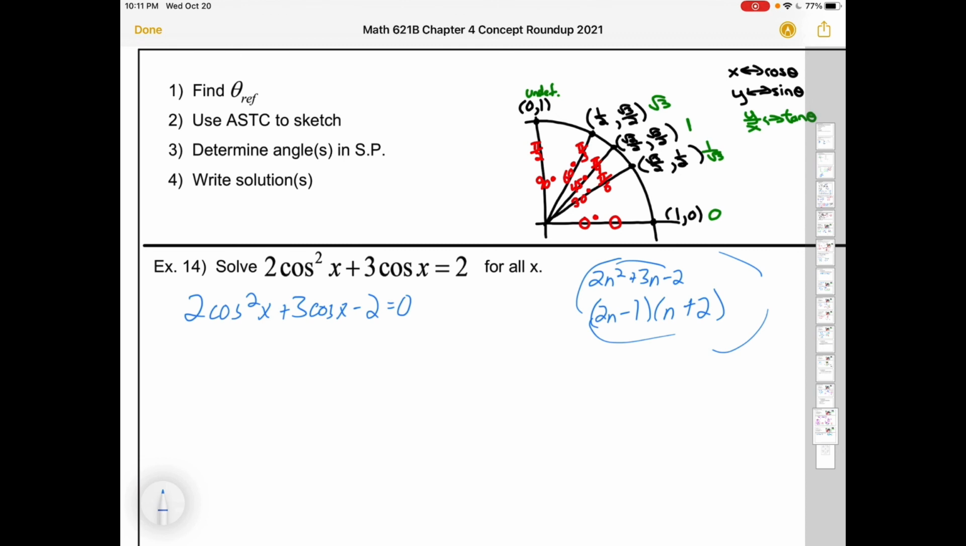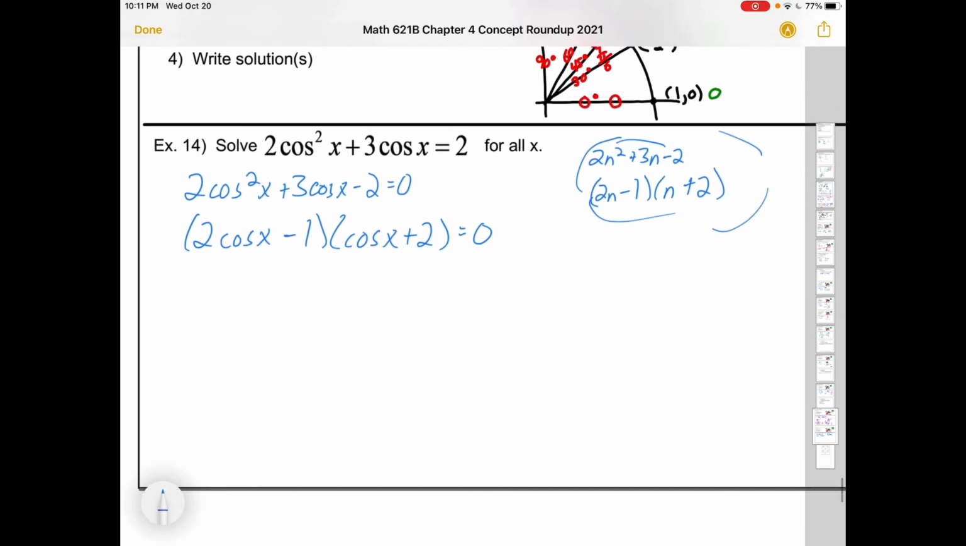Okay. So we're going to end up here with the same thing, just with some cosines involved. So this is going to factor to 2 cos x minus 1 times cos x plus 2 equals 0. And if either one of those brackets is 0, then we have a solution. So let's pull this down. One of our equations is 2 cos x minus 1 equals 0, and the other equation that we have to solve is cos x plus 2 equals 0.